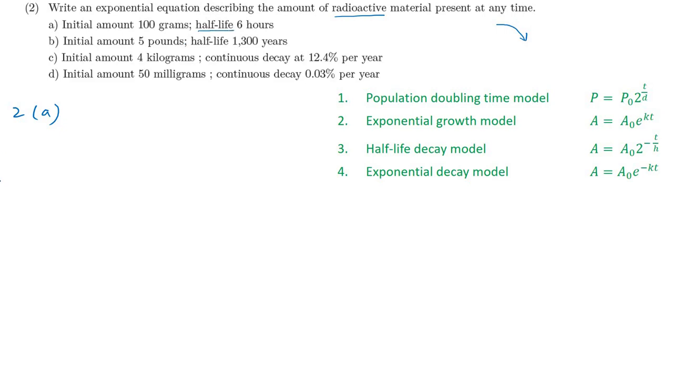See, this is the one. So which formula we want to use? Go to the half-life decay model, write the formula. A is equal to A naught 2 power minus T by H. What are all the things given? A value is not given, only initial amount. Initial means A naught. A naught is given, 100. Okay, next one, T is not given, any time T. H means what? H is also time.